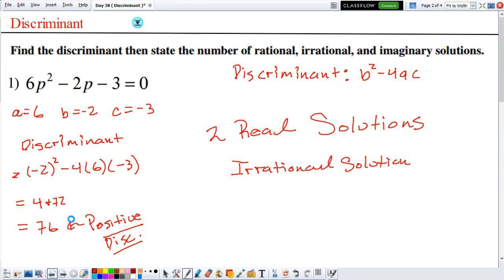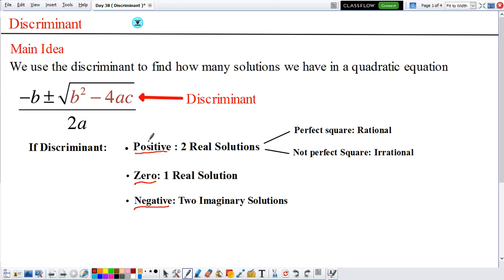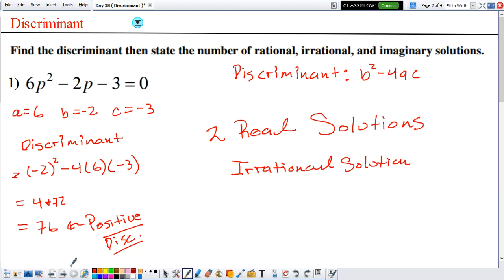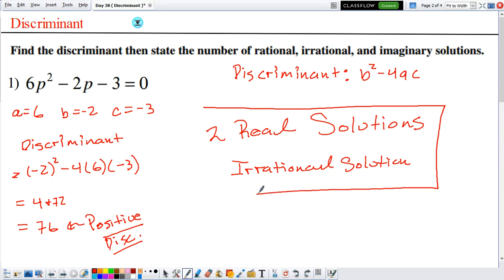It was positive, so we got two real solutions. And because we didn't have a perfect square, it's irrational. So we got two irrational real solutions here.